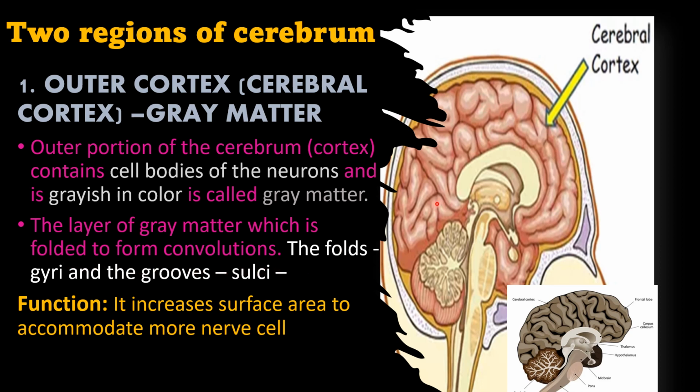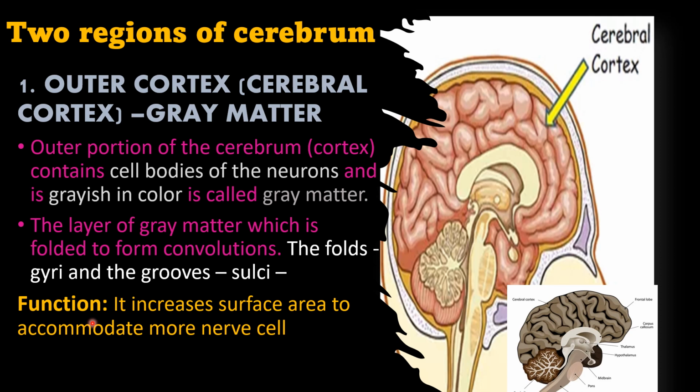Here you can see convolutions. The folds are called gyri and the grooves are called sulci. Here you can see clearly the foldings. These are the foldings that we call gyri, but the grooves, the dark color portion, we call sulci.